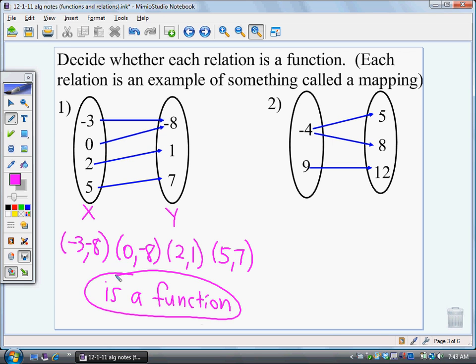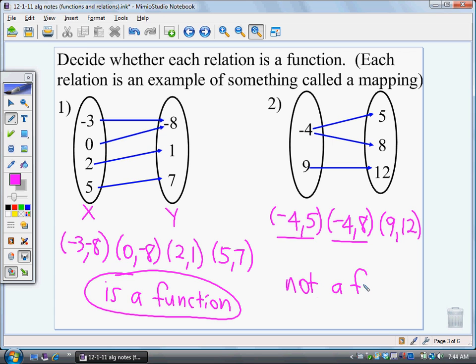For example, number 2, the ordered pairs are (-4, 5), (-4, 8), and (9, 12). You can see that I have 2 ordered pairs that have the same input. So this one is not a function, because for each input I can only have one output. They're both relations, but number 1 is a function, number 2 is not a function.